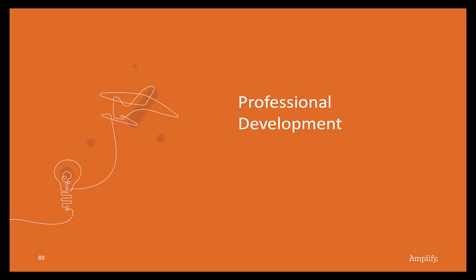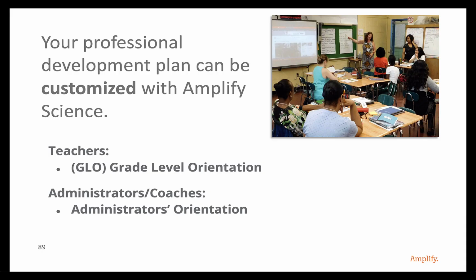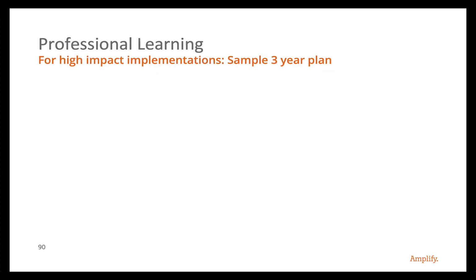And lastly but not least, professional development. How do we support the teachers? We want to make sure that you are trained as deep as you need, and we start with what's called a grade level orientation, where each grade level will be separate and we would do deep training, and that's that implementation training you can think of in the summertime before school starts, and then administrators and coaches orientation as well.